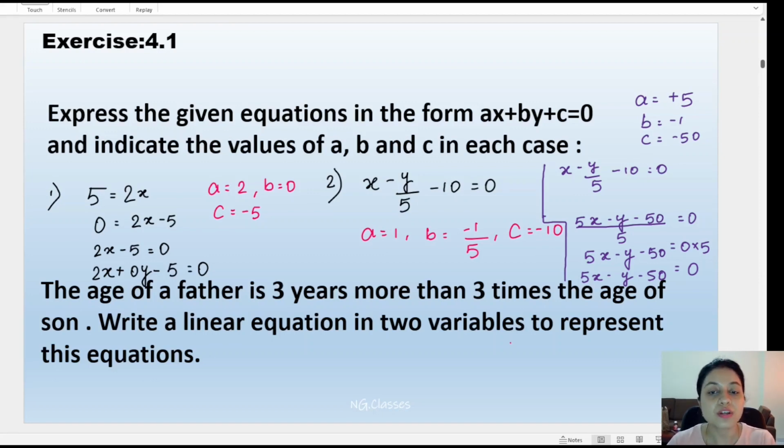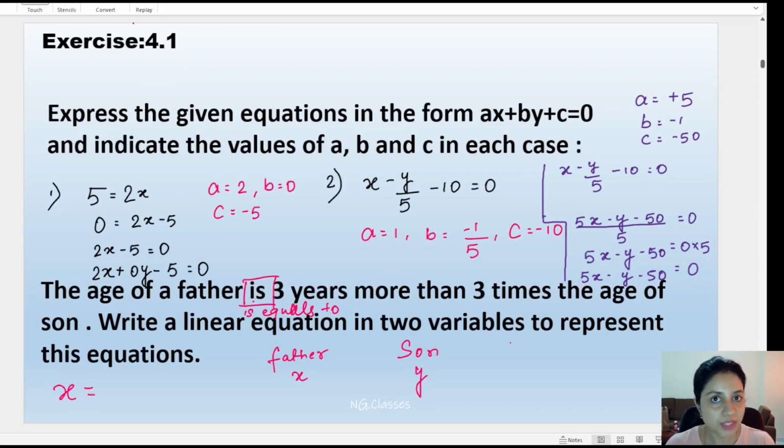So let's assume at first, that is the present age of father is x and the present age of son is y. Whenever we are solving age related problem, always we will start with the present age of the given person. We will assume that and then we will continue. So here the question says the age of father is, here this is a keyword. That means is equals to. So age of father is x, that is equals to 3 years more.